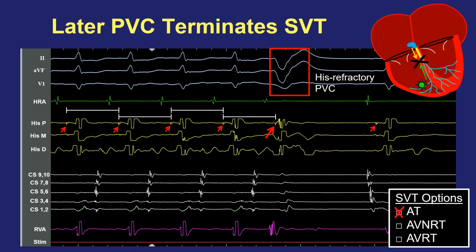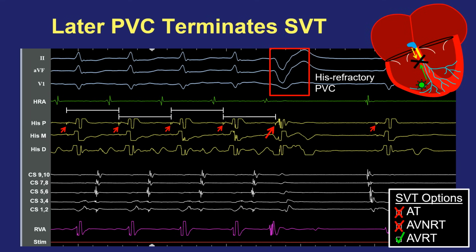If you have a PVC either paced or spontaneous that occurs when the His bundle was just activated in the forward direction, you cannot possibly go backwards up that His bundle to get into the back door, get into the AV node in that route. The AV node is not accessible because the His bundle won't let you through because it was just activated in the forward direction and it's refractory. And therefore, you could not possibly have terminated AVNRT because you couldn't have had access to the AV node during a His-refractory PVC. And therefore we can rule out AVNRT.